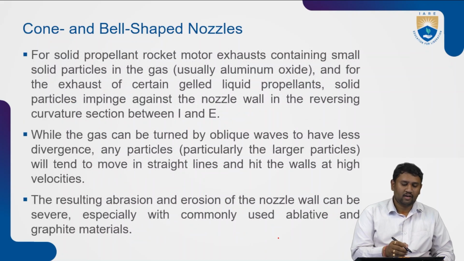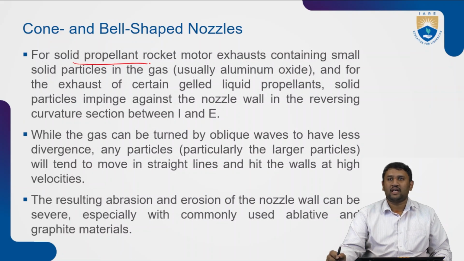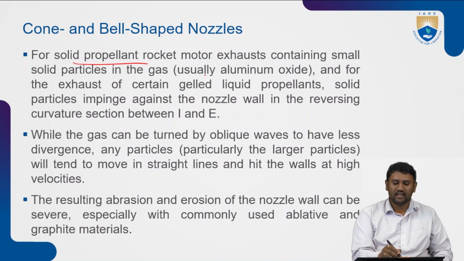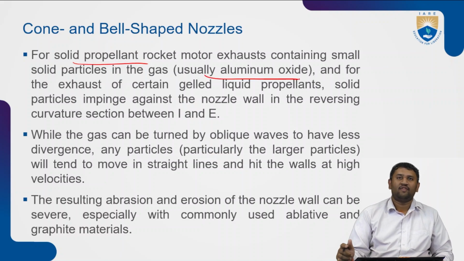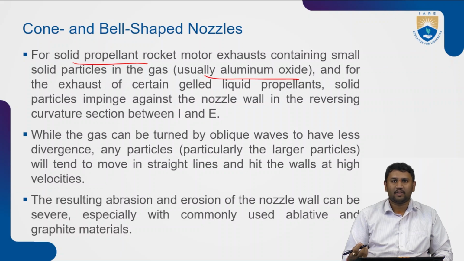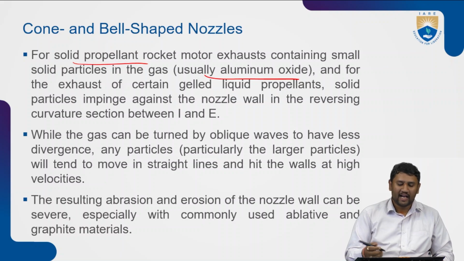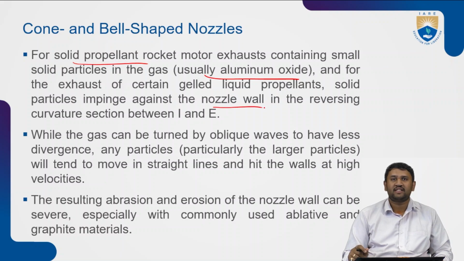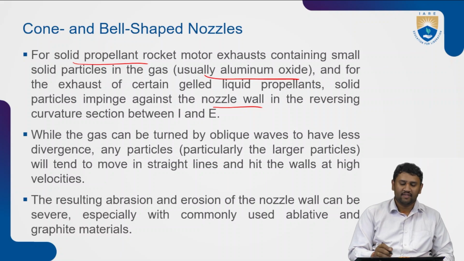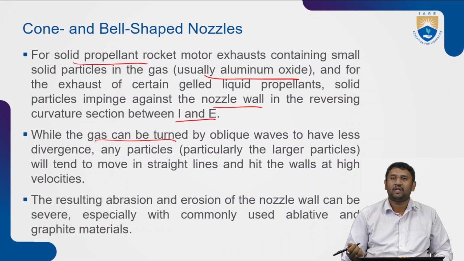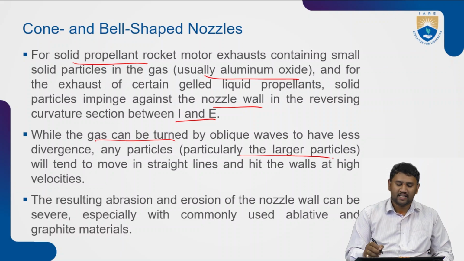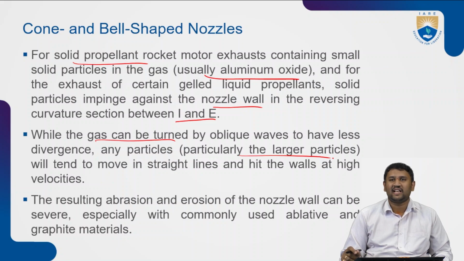Now, for solid propellant rocket motors, exhausts contain small solid particles in the gases, usually aluminum oxide, or for an exhaust of certain liquid propellants, solid particles impinge against the nozzle wall in the reversing curvature sections between I as well as E. While the gas can be turned by oblique waves to have less divergence, any particles, particularly the larger particles, will tend to move in a straight line and hit the wall at high velocities.